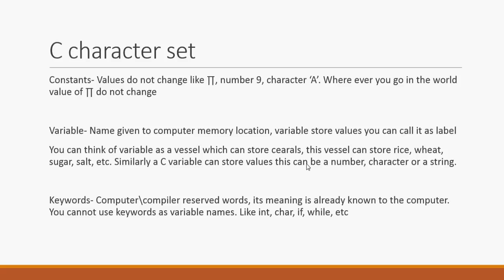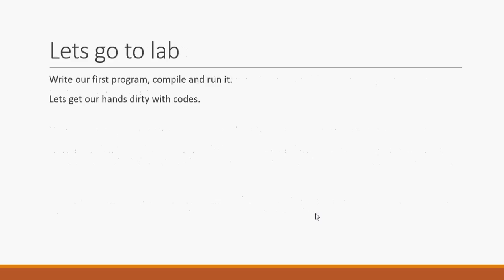Now let's discuss about keywords. Keywords are system reserved words. I mean C compiler already knows this word, and we should not make use of these keywords as variable. Integer, character, if, while, do. Okay, these are few examples of keywords. Now let's go to lab to write few programs.